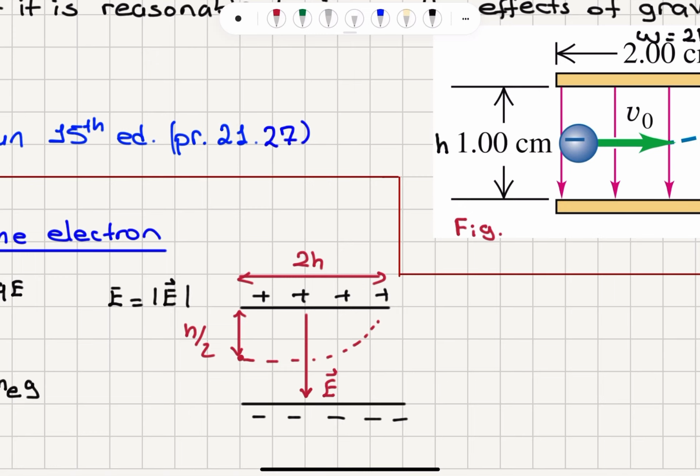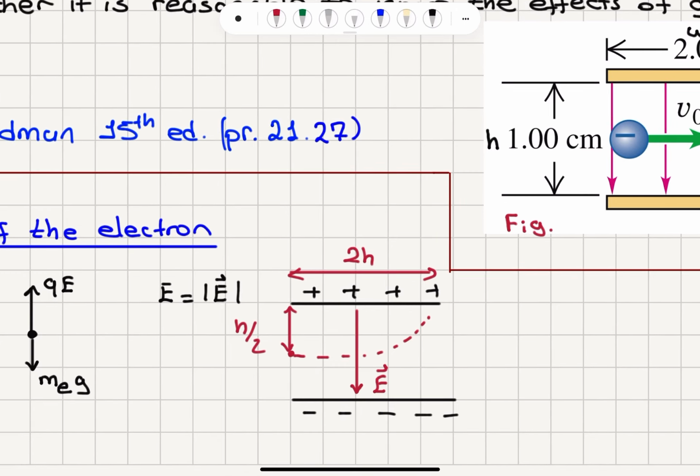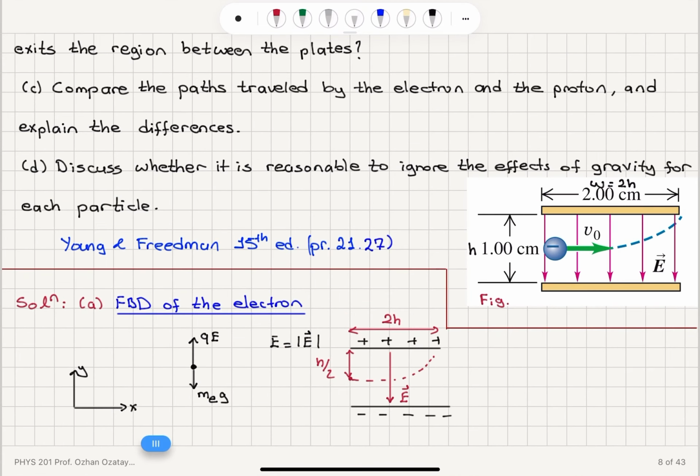And the electrical force the electron will feel is going to be pointing upward, because it will feel the attraction of the positive charges and repulsion from the negative charges. Or we can say because of the negative charge of the electron, it is in the opposite direction to the electric field. All right. The distance it travels on the y-axis is basically, you can see here, h over 2.